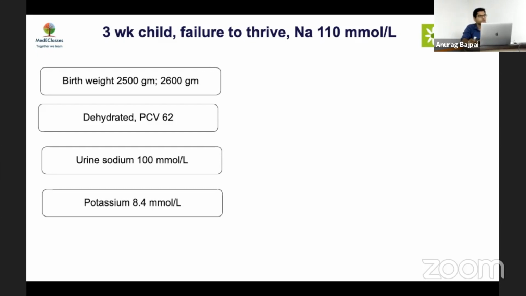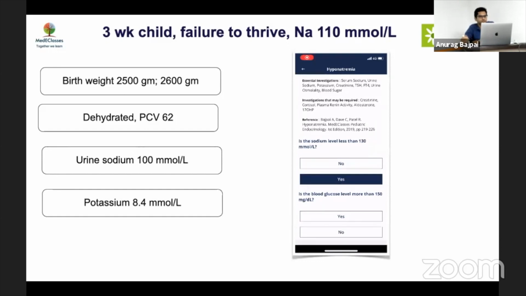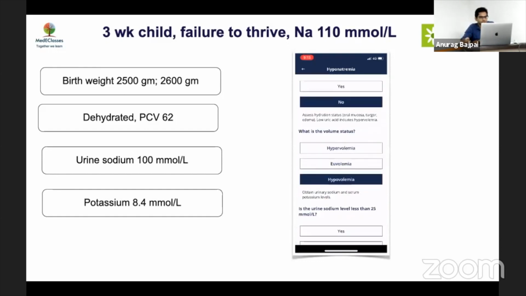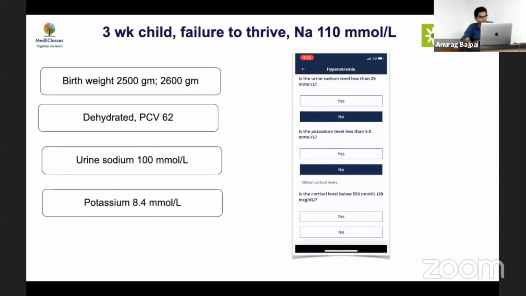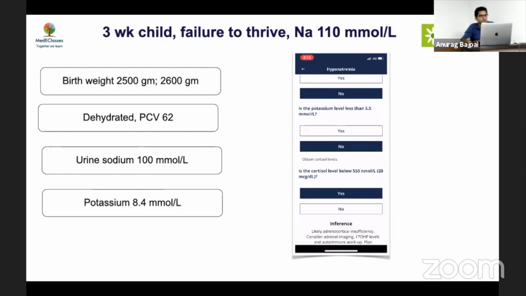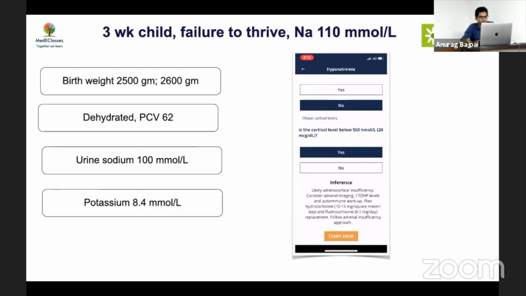Now at this age, the most common cause of a RAS defect will be CAH. Congenital adrenal hyperplasia will be the most likely cause. There are very few other causes, such as adrenal hypoplasia or renal vein thrombosis causing adrenal hemorrhage, etc. We should look into that. If you look, blood sugar is normal, there is hypovolemia, urinary sodium is high, and potassium is also high. Then you directly go ahead with the adrenal problem, and this turned out to be adrenocortical insufficiency, and this was CAH, a classical case.